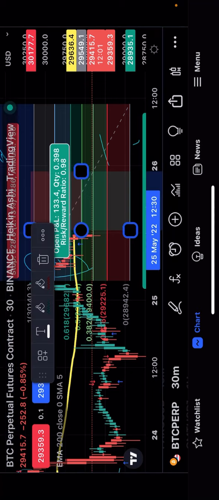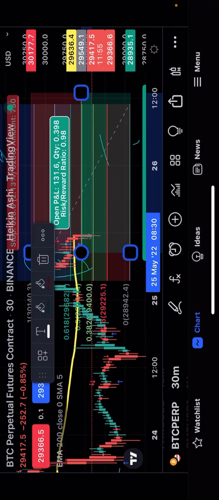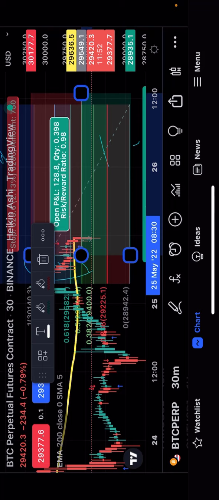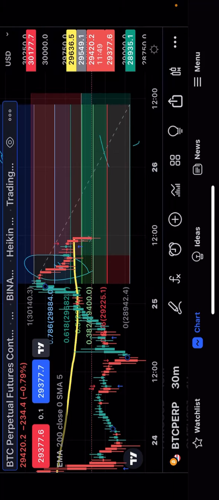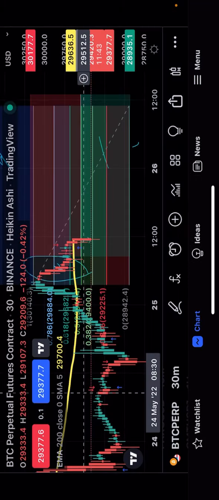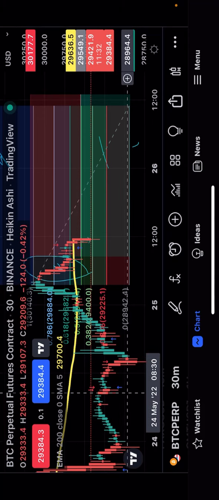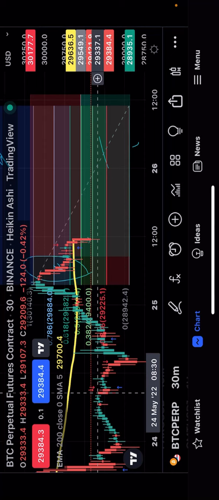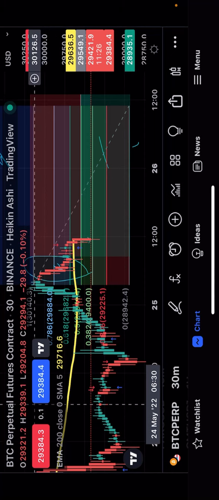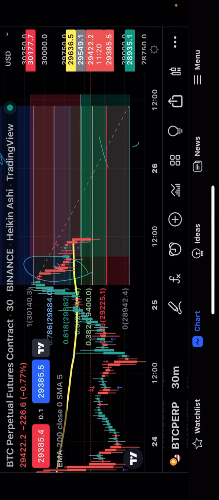So I am taking a trade now. I'm taking a short position, meaning I'm betting that the price will fall down. So my entry position is somewhere around here, 29,527. This is my entry position. My take profit is 28,942. This is my take profit. Then my stop loss is 30,141. So what will I do now? I'll go to my Binance.